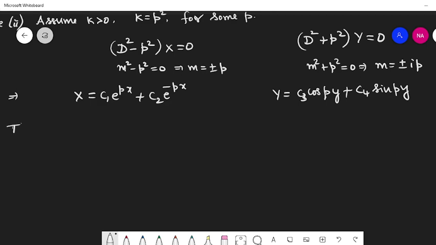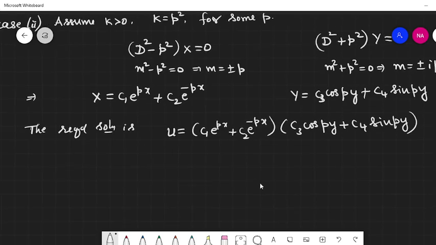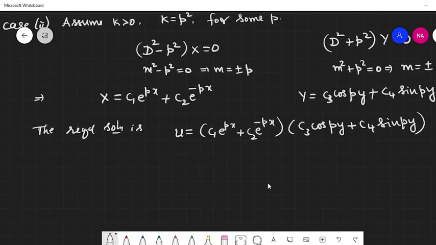So the required solution is u equals c1 e power px plus c2 e power minus px into c3 cos py plus c4 sin py. Next, case 3. In case 3, you have to assume k negative.